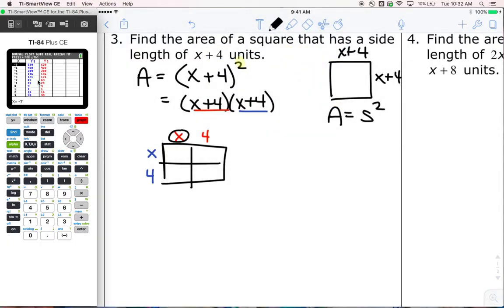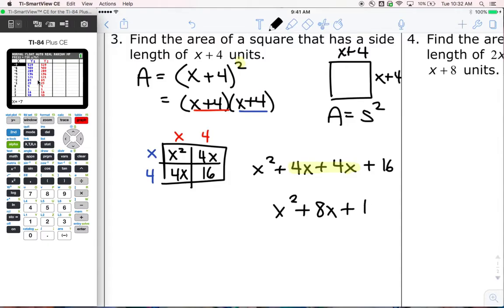We get x times x to give us this term, which is going to be x squared. This term is going to be 4 times x, which we know is 4x. Here we're going to have another x times 4, which is 4x. And finally, 4 times 4 is going to go here, and we know that that is 16. So we have x squared and a positive 4x, another positive 4x, and then a positive 16. Combine your like terms, and we've got x squared plus 8x plus 16.